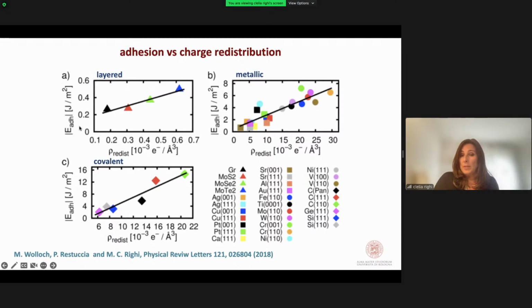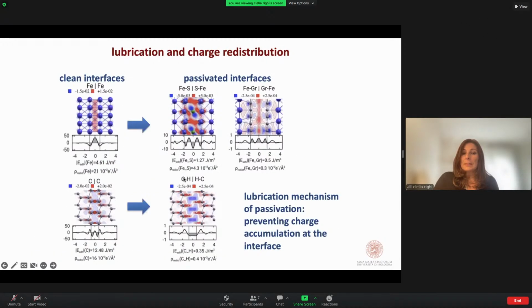And we found that this amount of charge that is redistributed, that is mainly accumulated at the middle of the interface, has a linear correlation with adhesion. And this holds true for different interactions. We found this for layered materials, for metallic materials, and for covalent materials. And so the adhesion is dictated by the amount of charge that is accumulated at the interface when the interface is formed, basically. And this understanding is very useful to design specific surface chemical modifications to prevent this charge flow from the bulk to the interface.